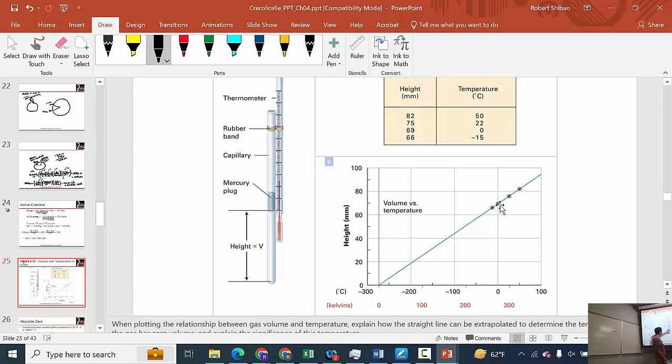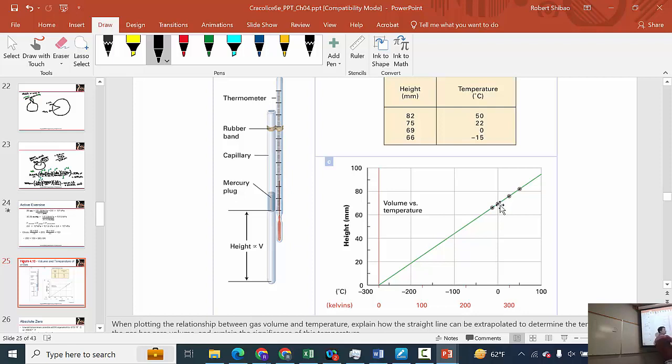And what they're going to do is they're going to change the temperature. So if you increase the temperature, what happens to the gas? It expands. Well, the mercury plug can move, and so the gas can expand. And if you cool it down, the gas can contract. So what they did was they just used the height of this mercury plug as an indication of the volume. And so the higher this mercury plug goes, the greater the volume.